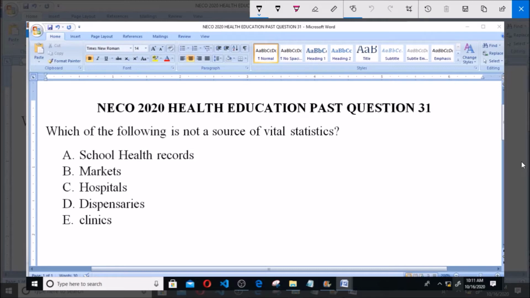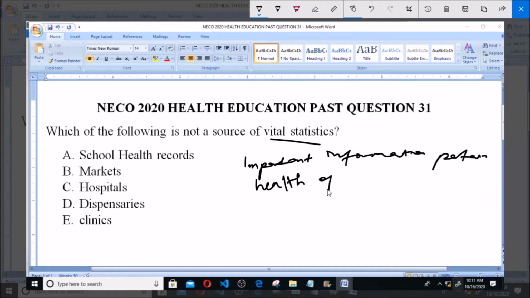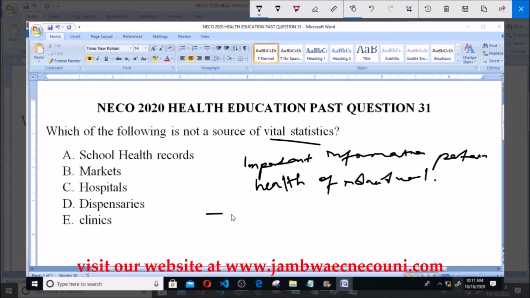Now, what are these vital statistics? Vital statistics refers to important information pertaining to the health of individuals. When we say vital statistics, we simply refer to birth data.